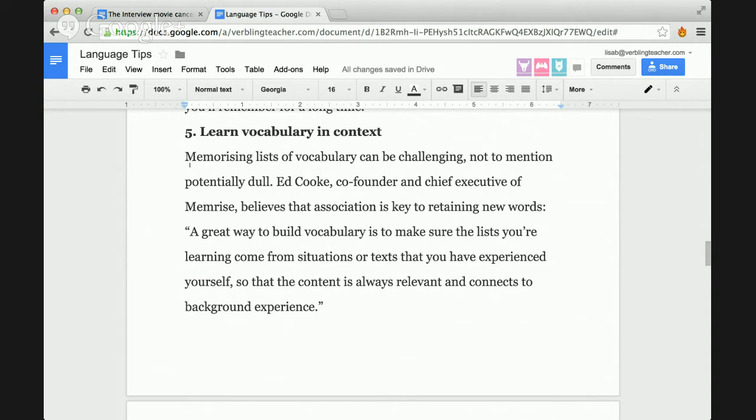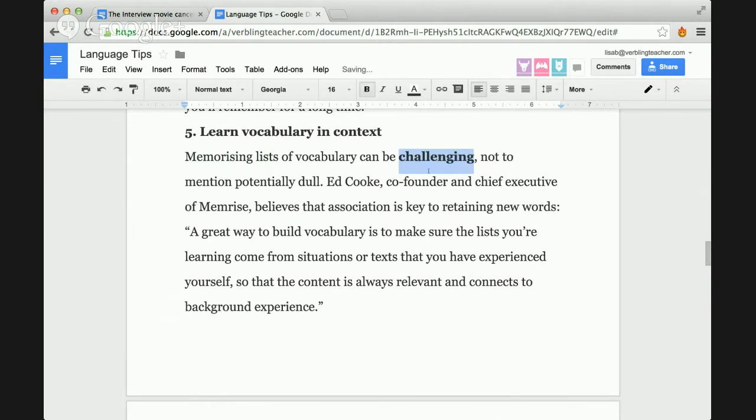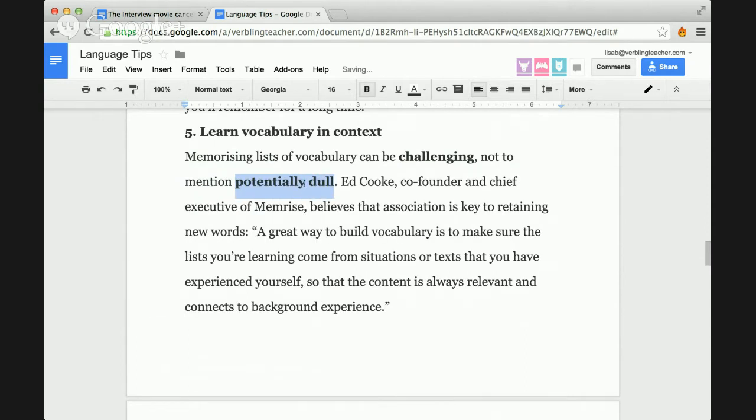So memorizing lists. You have a list of words, you know, I've got to remember these 100 words this week or something like that, and you just try to memorize it. That can be very challenging, hard to do, doesn't usually last very long. And also, not to mention, not to mention means you don't want to talk about it, but it's actually probably pretty dull. Dull means boring, just not that fun. So usually most people don't like to just sit and try to memorize vocabulary words.